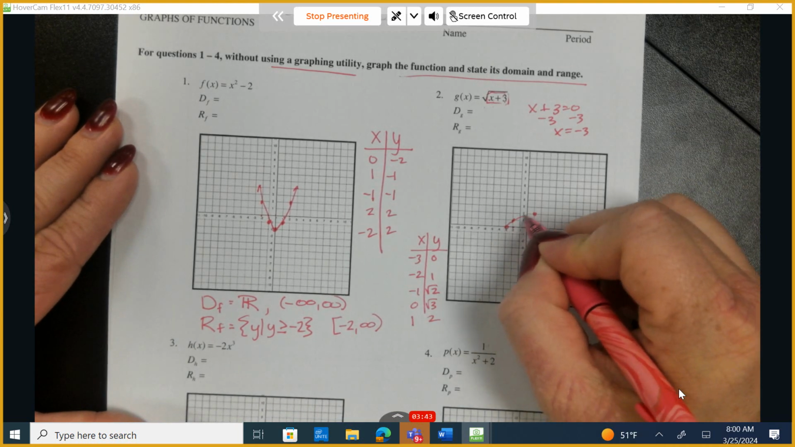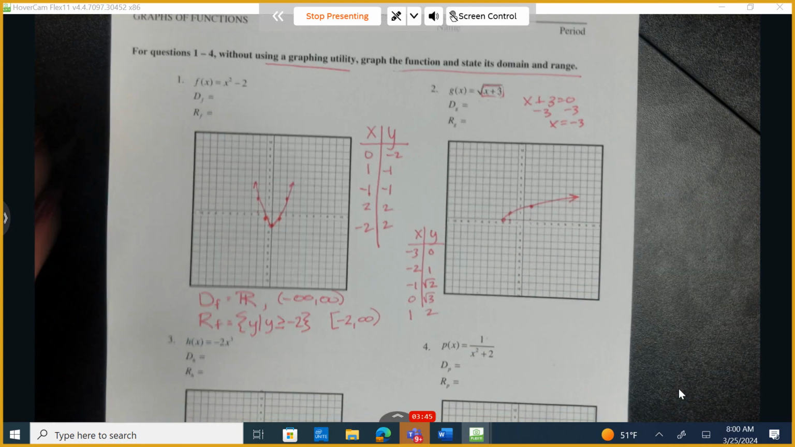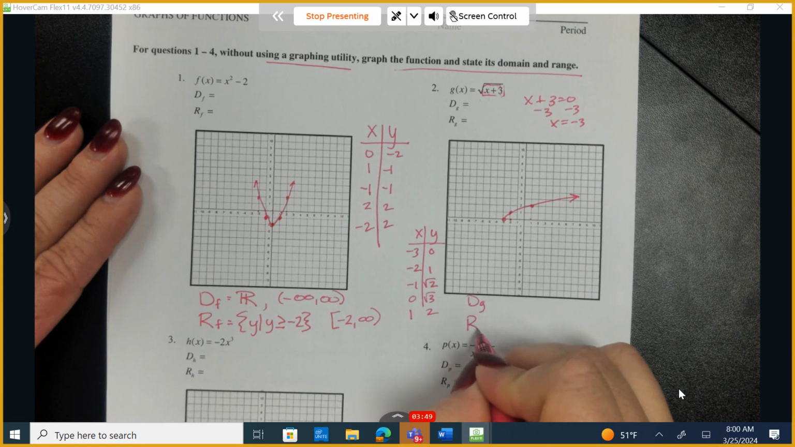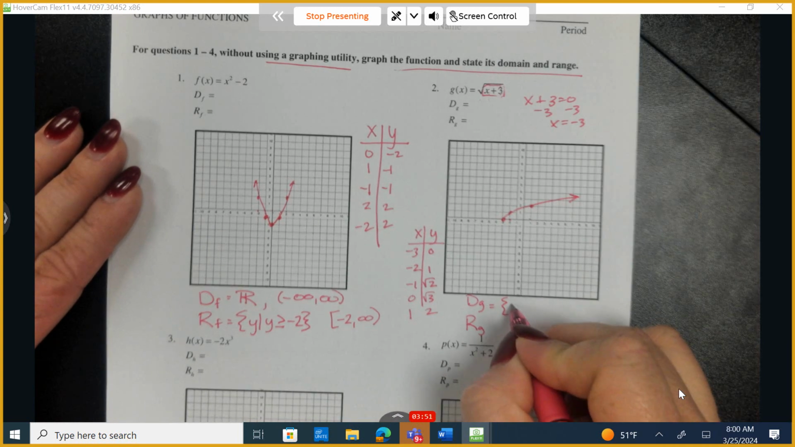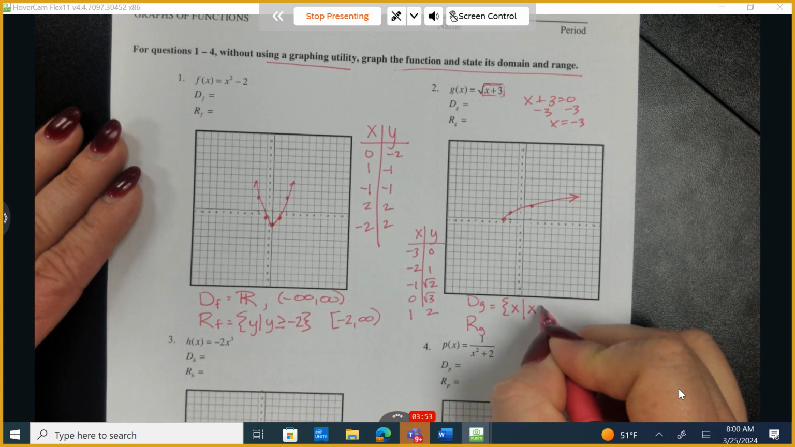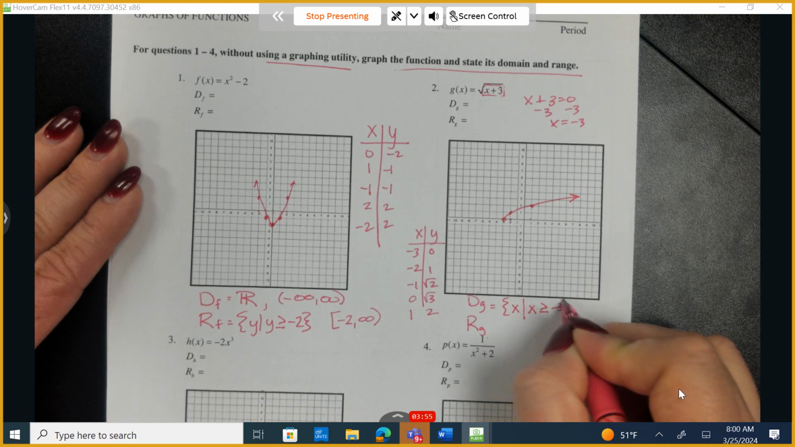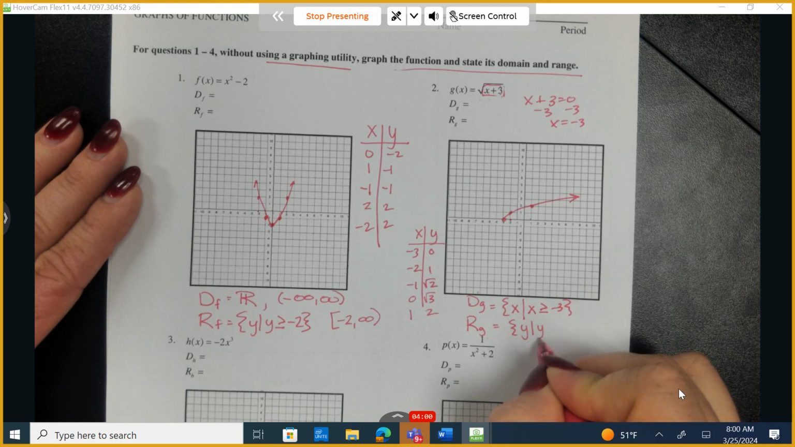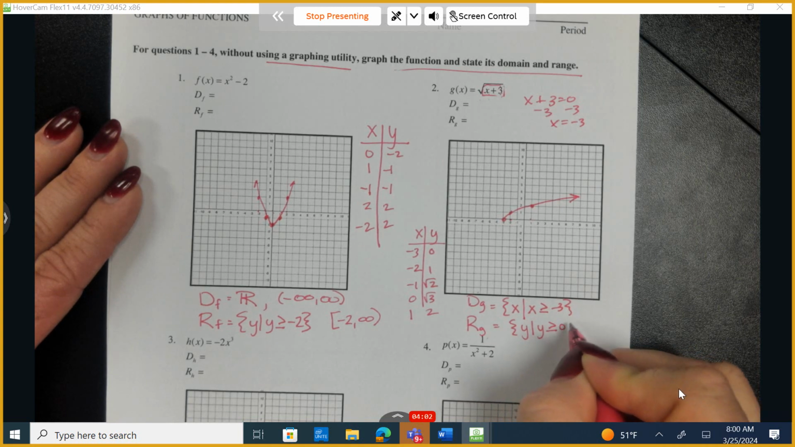We get a general idea here of what this looks like as a square root function. So, the domain of function g and the range of function g. The domain is all real x values such that x is greater than or equal to negative 3. And for the range, we have all y such that y is greater than or equal to 0.